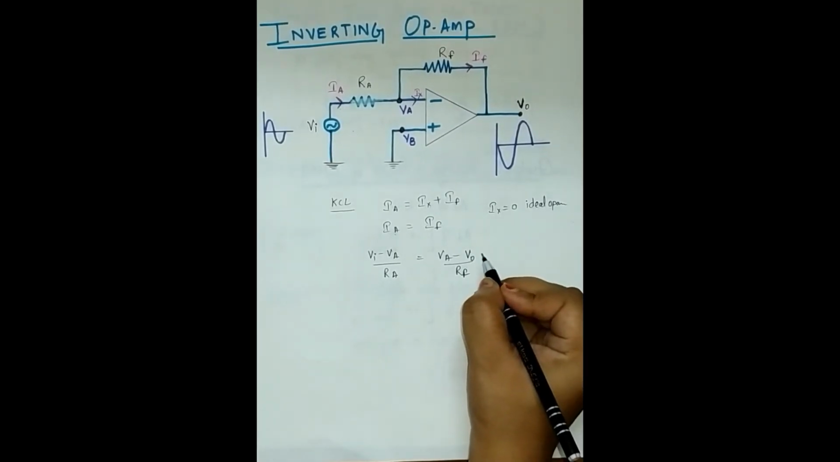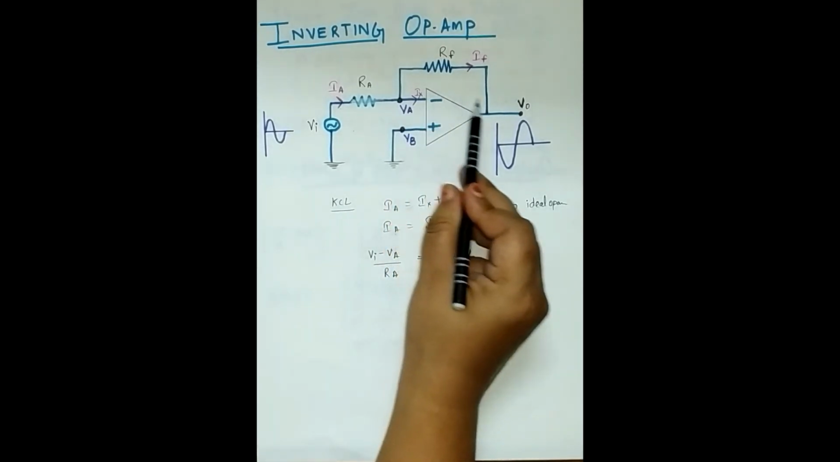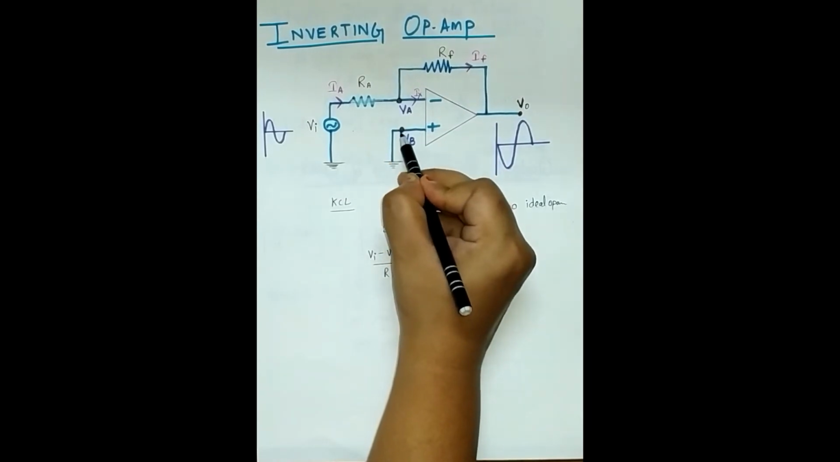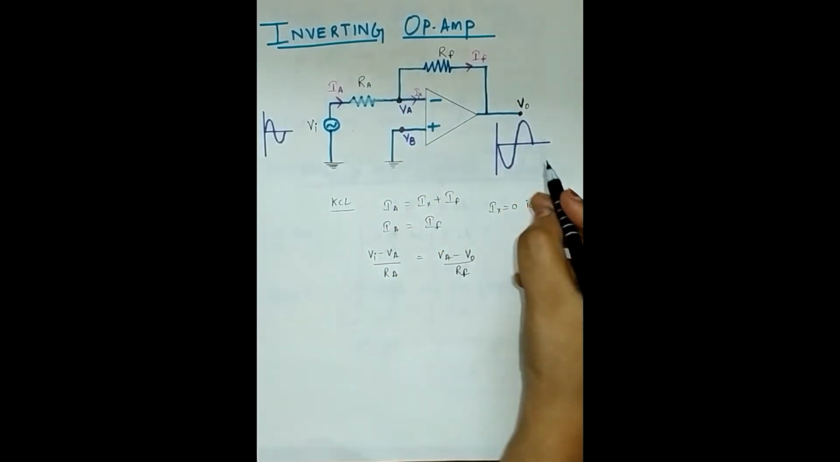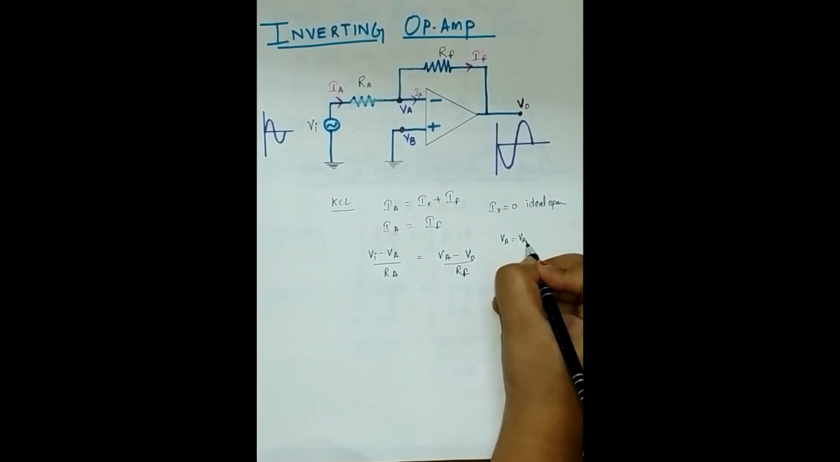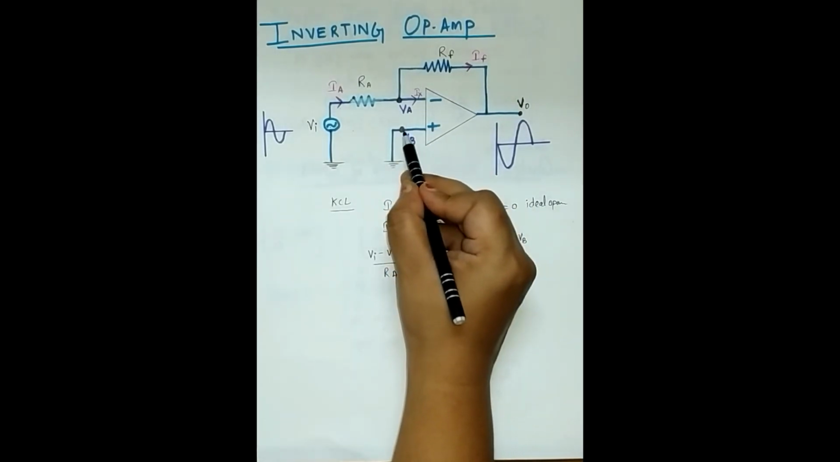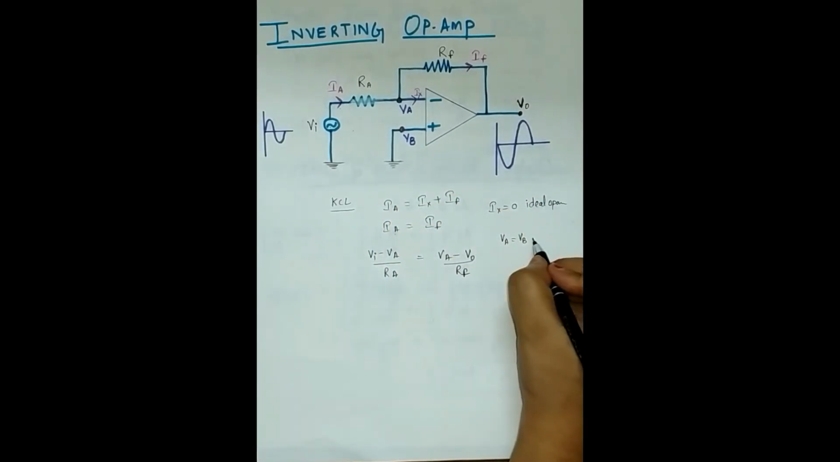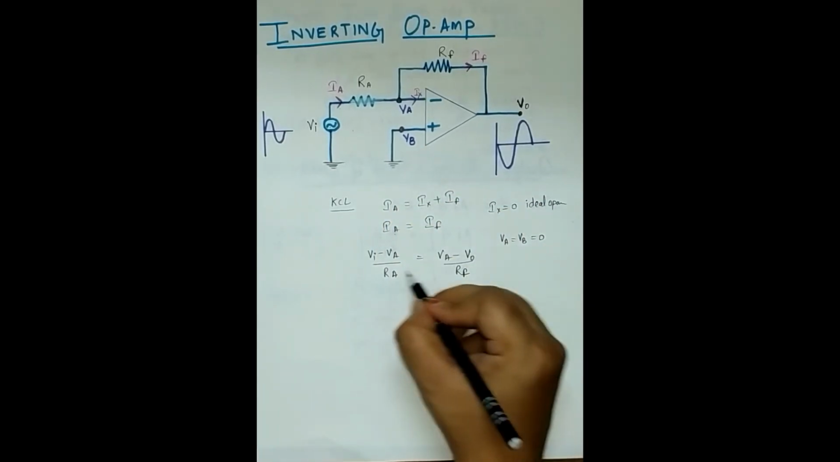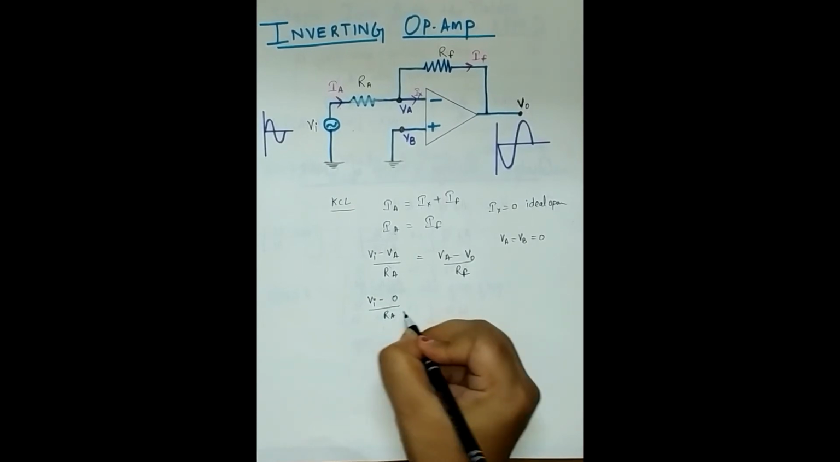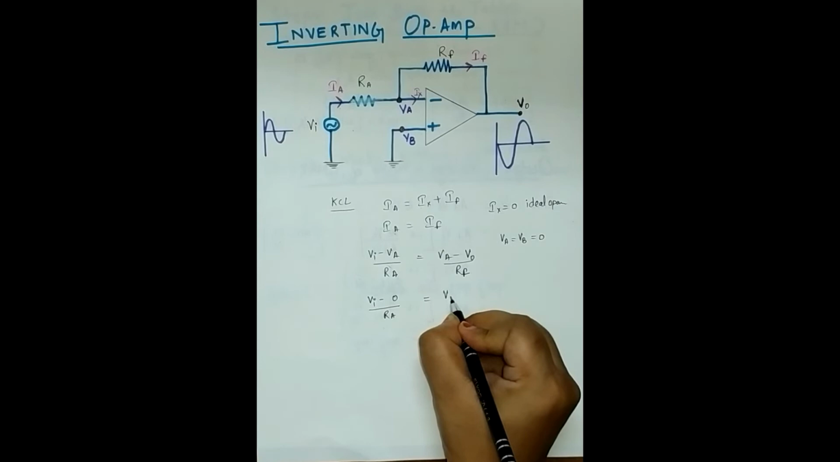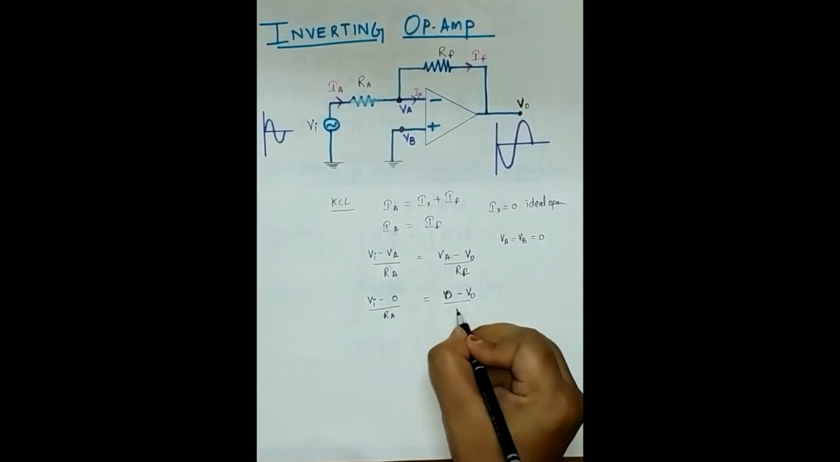a very important thing which I am going to tell you here is, in an ideal OPAMP, this voltage and this voltage are equal. Whatever be the value of the non-inverting terminal voltage, the same will be the value at this node. So Va equals Vb for an ideal OPAMP, and in this case, what is the value of Vb? Vb is grounded, so it will be 0. I will put this value in this equation. So what will it be? Vi minus 0 divided by Ra equals 0 minus V0 divided by Rf.